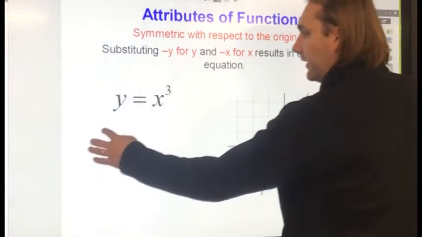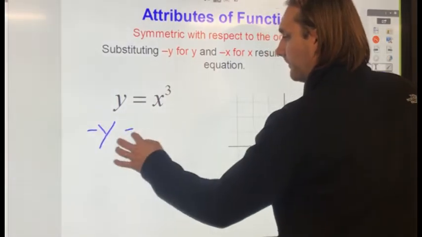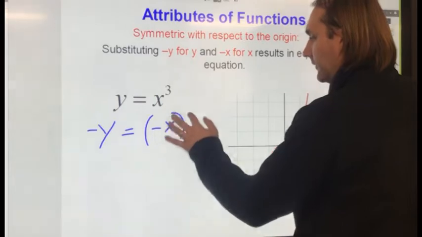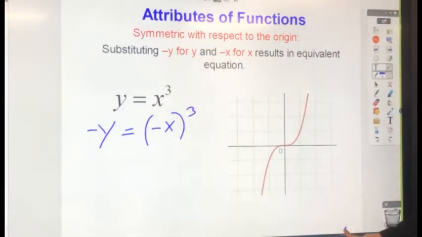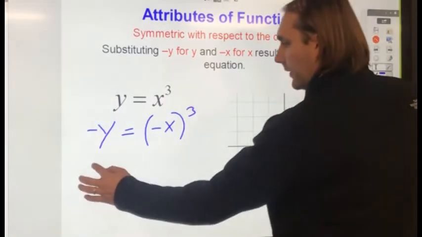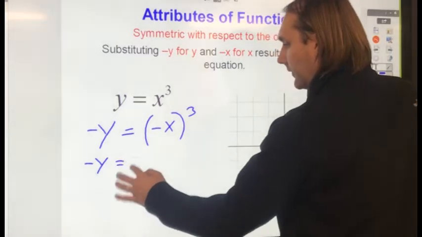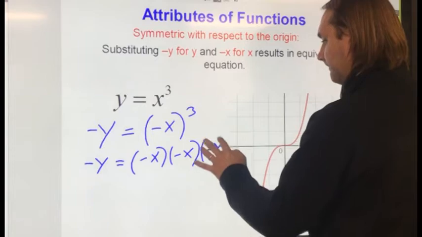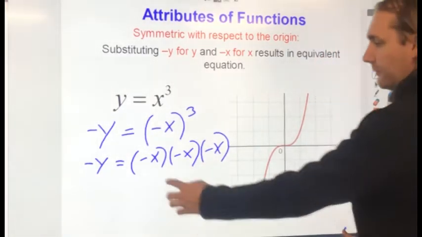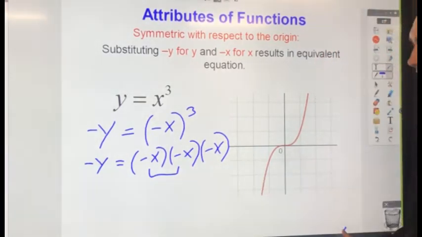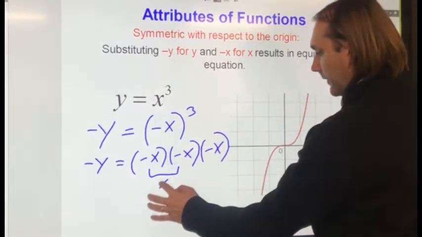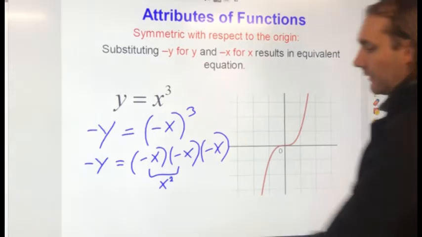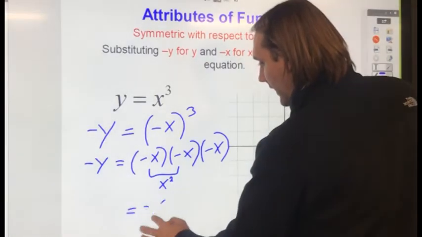So I have y, I'm substituting a negative y in for y. X cubed, I'm substituting a negative x in for x, and then cubing it. Do I get my original function? Let's see, negative y equals negative x times negative x times negative x. These two make a positive x squared, right? And what is x squared times a negative x? Negative x cubed. Very good, a negative x cubed.